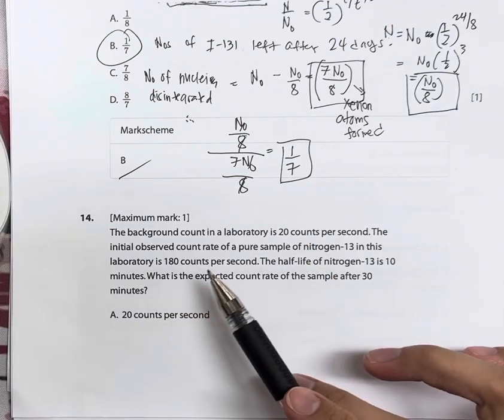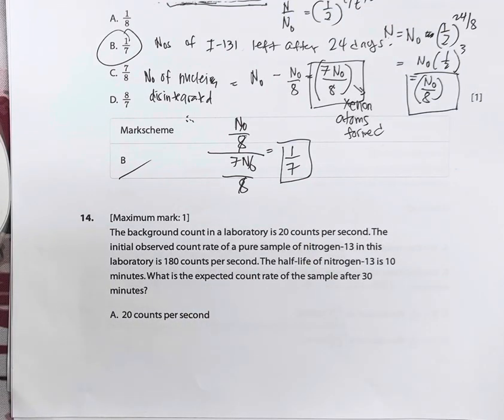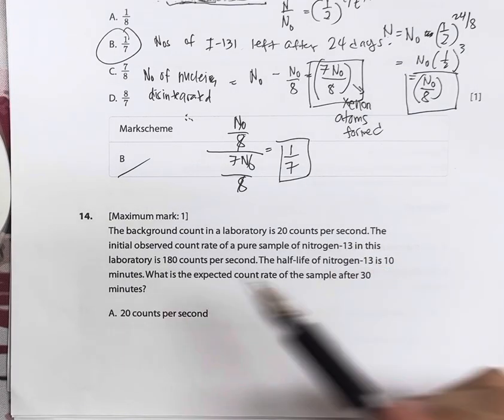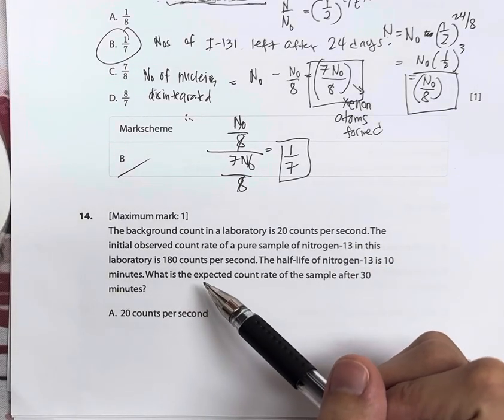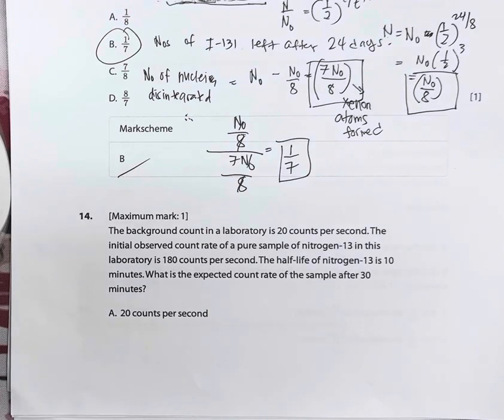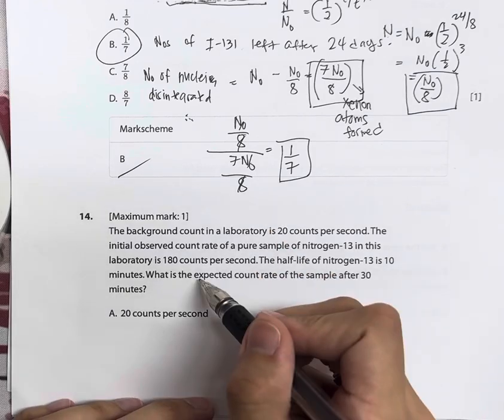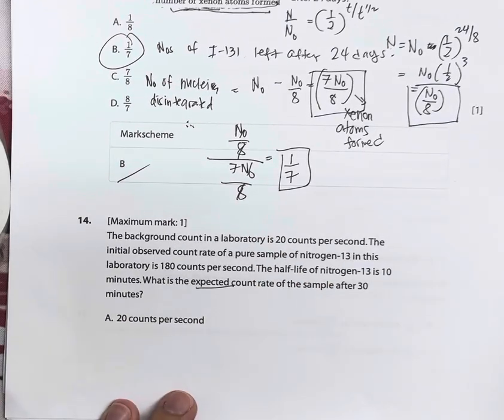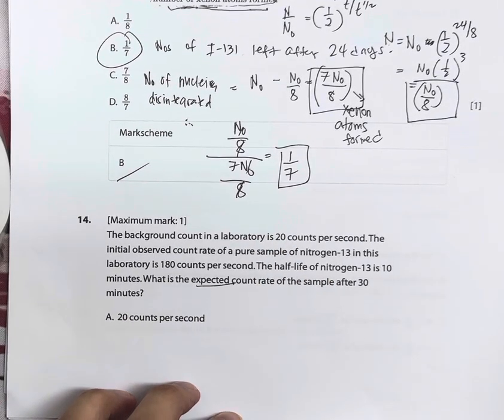The background count in a laboratory is 20 counts per second. The initial observed count rate of a pure sample of nitrogen-13 in this lab is 180 counts per second. The half-life of nitrogen-13 is 10 minutes. What is the expected count rate of the sample after 30 minutes?